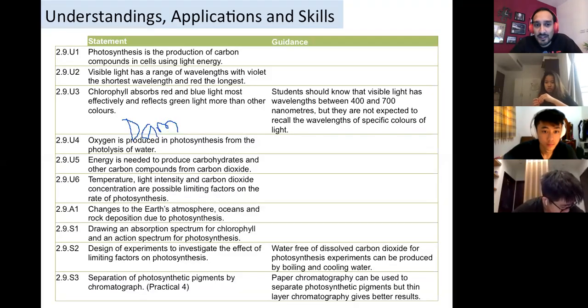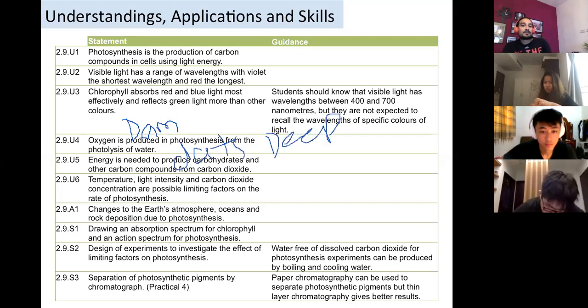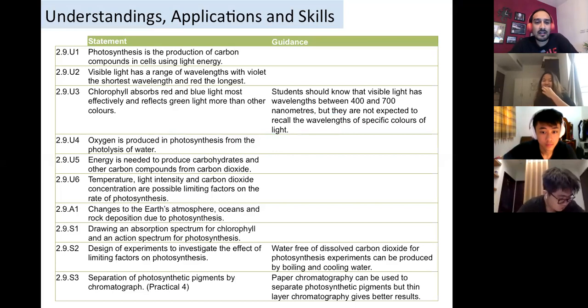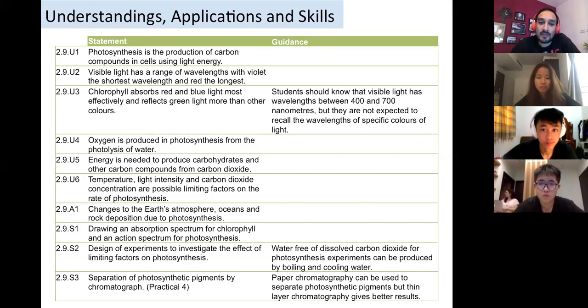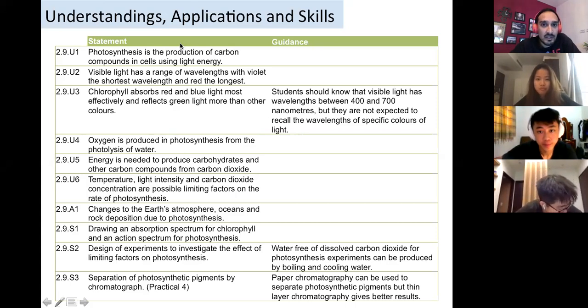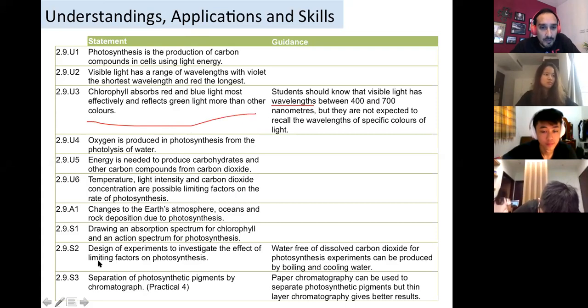So, something to consider. If you take a look at the understandings, it's one of those times where they've used some fancy IB words to describe some really typical things. I'll say right off the bat, the stuff that is new is this wavelength business. So we're going to do this part, drawing the action and absorption spectrum. That's going to happen today.